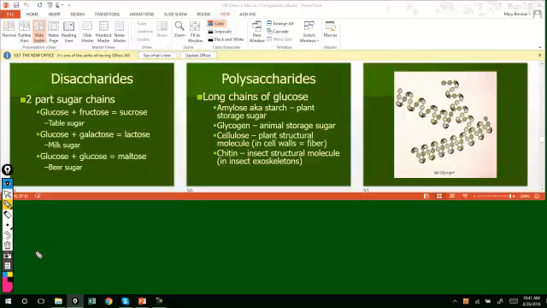From those monosaccharides, you can then build disaccharides, two-piece molecules. Sucrose, which we commonly know as table sugar, lactose, which we commonly know as milk sugar, and maltose, which you might call beer sugar. That's the malt that we get from barley. It's less something we build than it is something we break down.